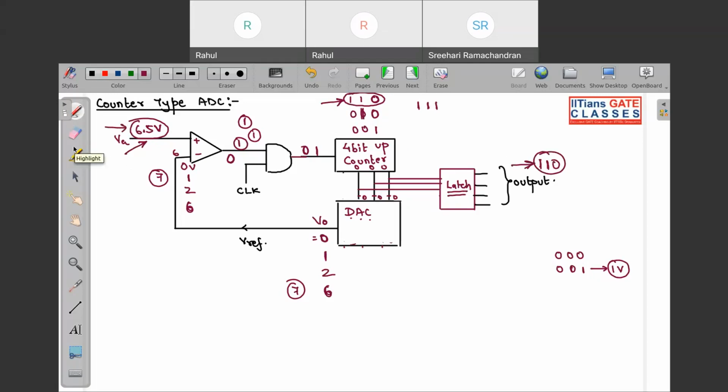Tell me if this operation is clear or not, the working operation of the counter type ADC. Is this clear, Srihari? Any doubt?